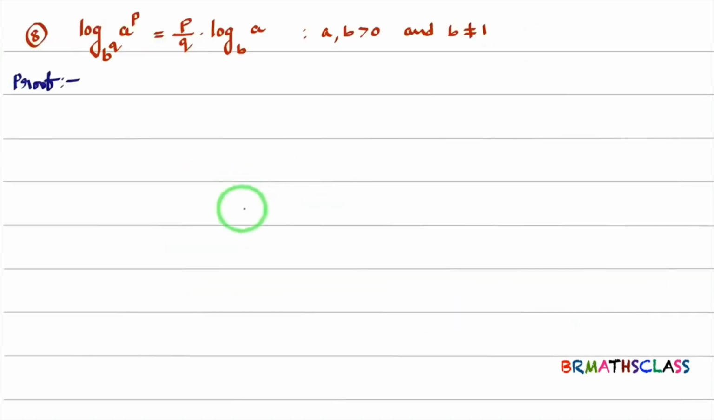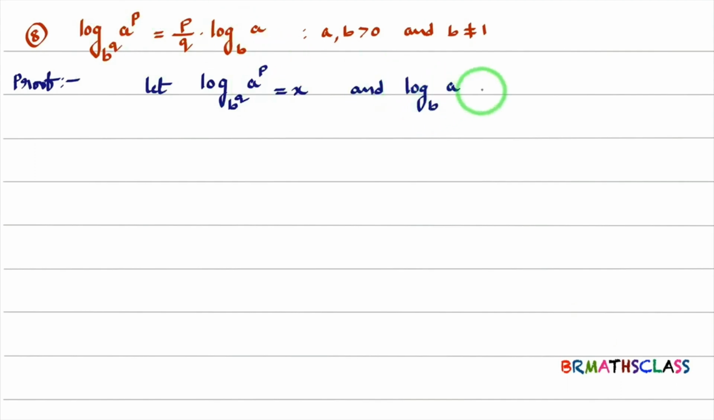Okay, see the eighth property. Logarithm of a power p base b power q equal to p by q into log a base b. Here a and b are positive real numbers. We know that the base cannot be equal to 1. How do we prove this? First, I'll take this expression as x, and log a base b as y.